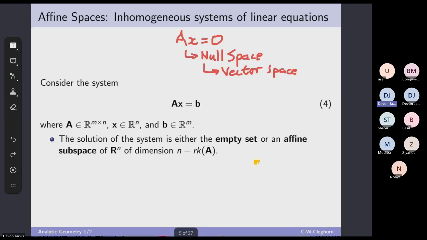One cool thing about this is that if you consider the system Ax equals b and solving that system of linear equations like we did in the first week, that forms an affine space. The solution of the system is either the empty set or an affine space of Rn of dimension n minus rank A, so we went over the rank-nullity theorem. But what we've got here is b is then just the support point, right? It is your shift away from zero.